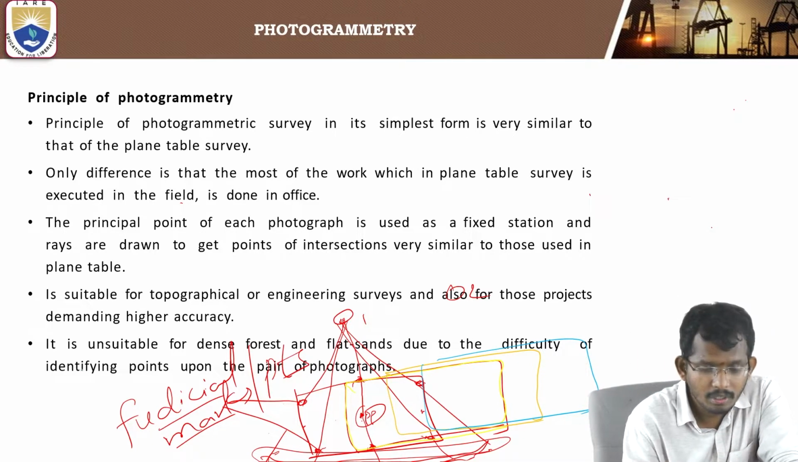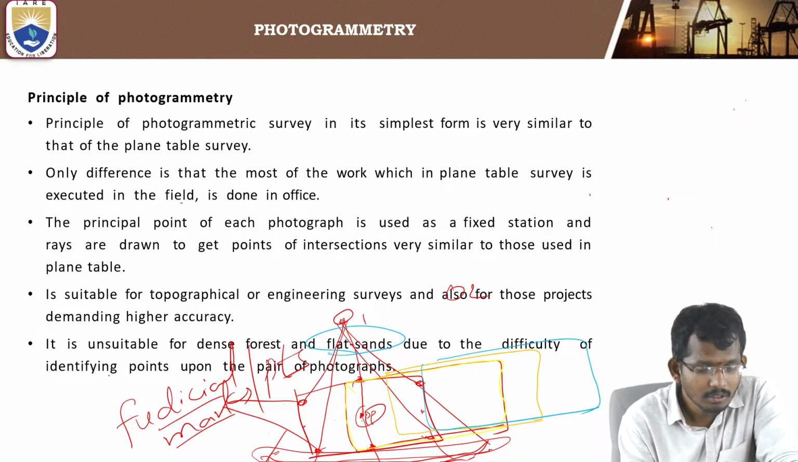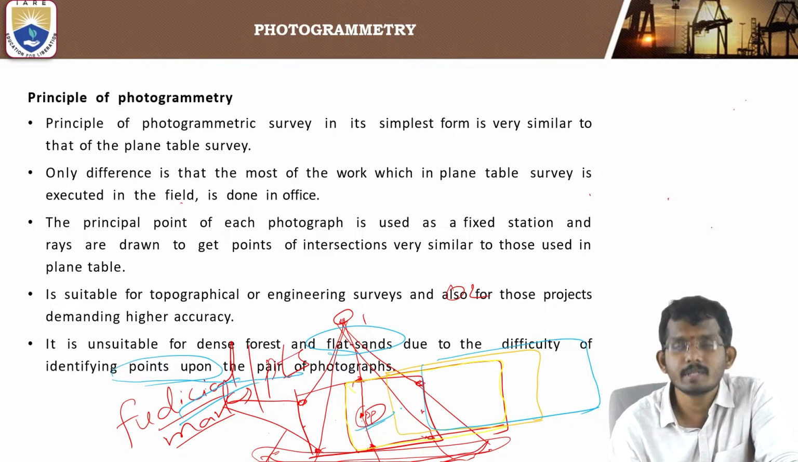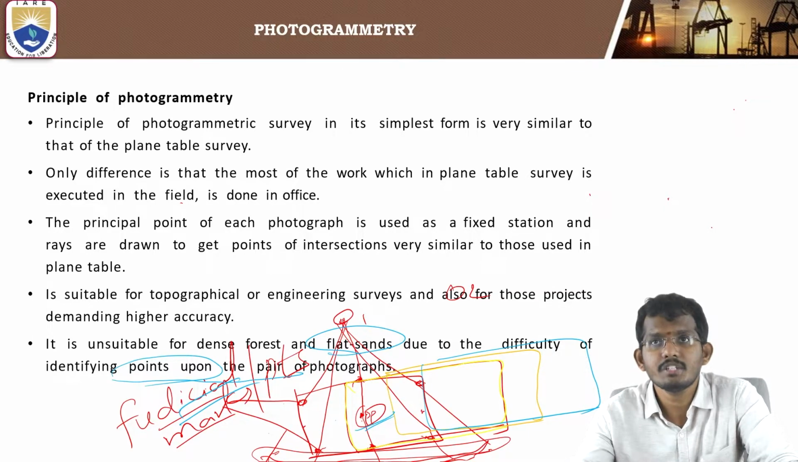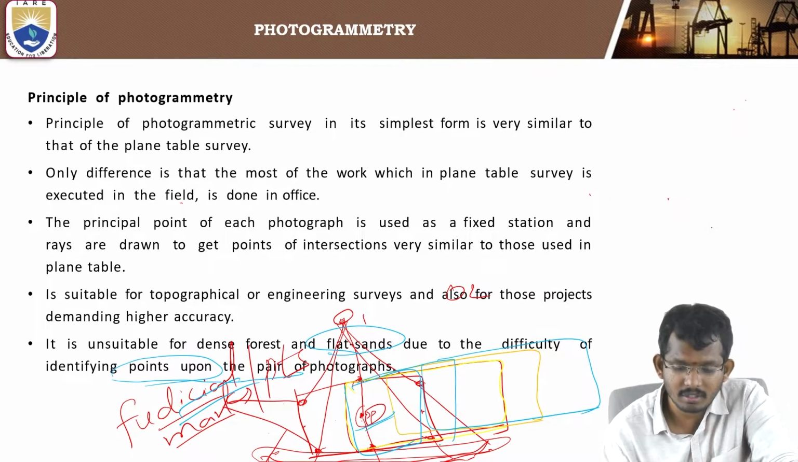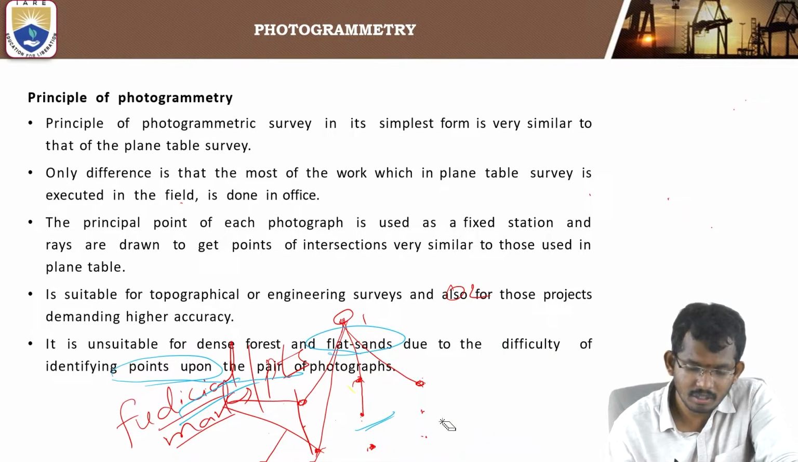Okay. If there is a dense forest or flat sand, identifying the points upon the pair is difficult. Which points? Fiducial marks or fiducial points and the photo principal point. So this is unsuitable for dense forests and flat sands due to the difficulty of identifying the points upon the pair of photographs. Only if these points are visible can we take the next image by overlapping 60% of these points. Right? That is how the principle of photogrammetric survey works.